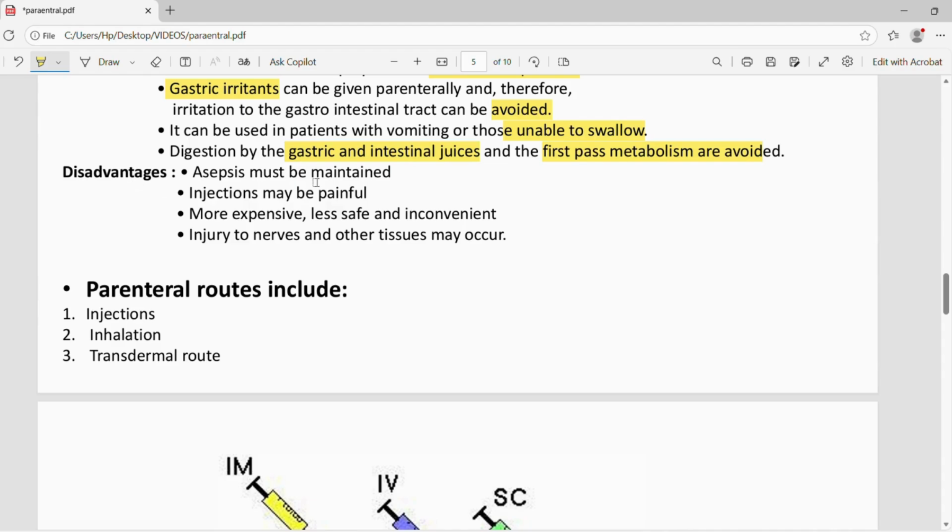Now here come the disadvantages. Injection may be painful. Sometimes the injection may be painful. It may not be convenient for the patient. It is more expensive, less safe and inconvenient. Okay, it is more expensive.